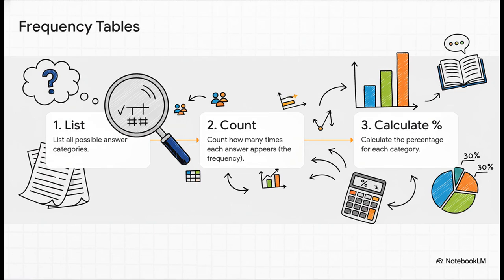And the most basic, fundamental tool for doing this is something called a frequency table. It's built in just 3 simple steps. First, you list out all the possible answer categories. Second, you just count. You tally up how many people picked each answer. That's the frequency. And third, you do a little math and figure out the percentage for each one.